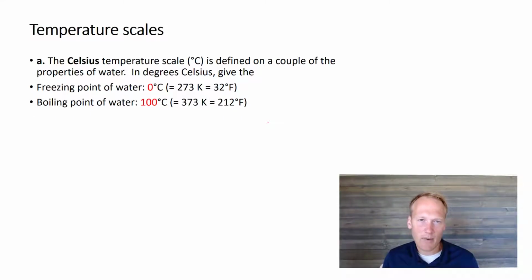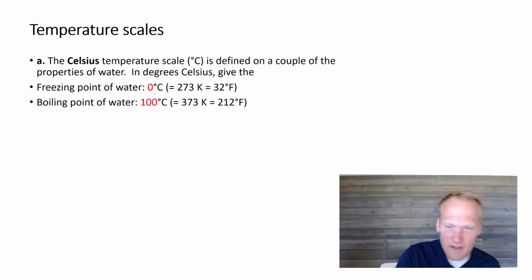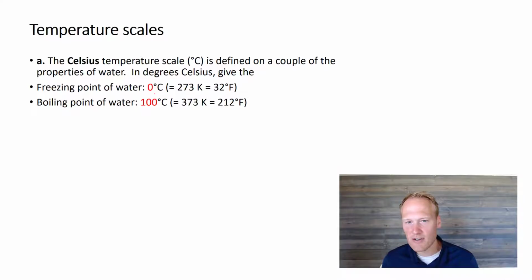Celsius is typically how we record temperatures in lab. Freezing point of water is 0 degrees Celsius. The boiling point is 100. Celsius came from the word centigrade, or 100, and it's based on the freezing and boiling point of water.